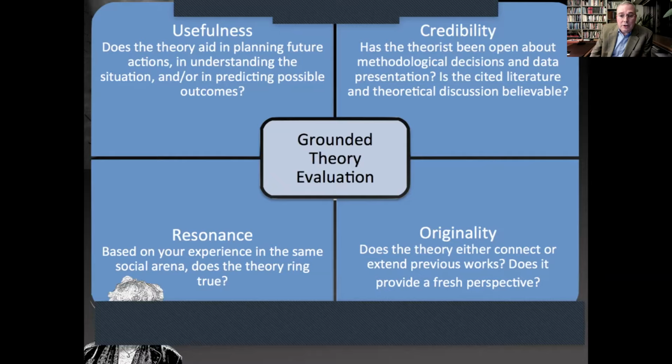Does it connect with previous studies? Does it connect with other aspects that are going on out there? Because when we look at a grounded theory, it's not always something totally brand new that no one's ever thought of. You're going to be accessing different literature and scholarly sources. You're going to be connecting that and expanding that. And that expansion and that new perspective is a major contribution.